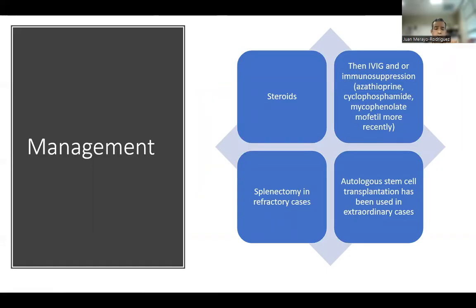The management. This is again for the transfusion side. They can use steroids, then IVIG or immunosuppression with one of these medications may be helpful. If that doesn't work, then they can go to surgery and take the spleen out in refractory cases. And finally, the last option will be autologous stem cell transplantation, which has been used in very extraordinary cases.